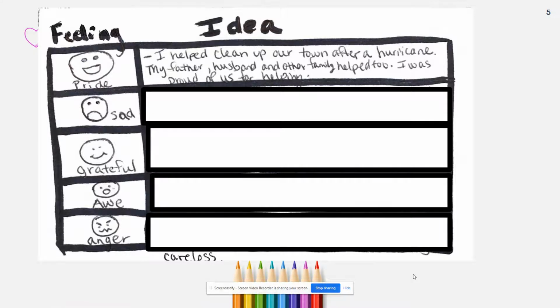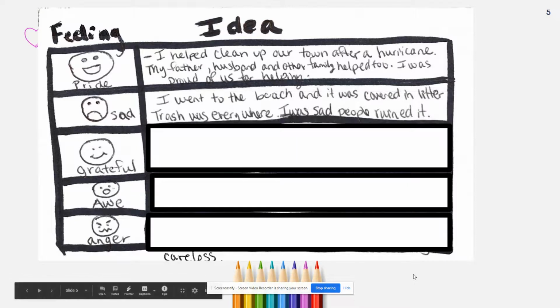On the second row, we can see the emotion sadness or sad. I remember a time when I was very sad whenever I went to the beach. I'm going to write this information down in my chart. The beach was covered with litter and trash everywhere.